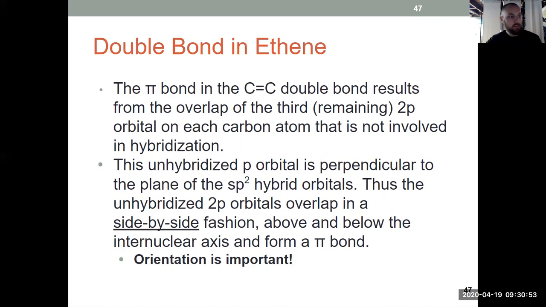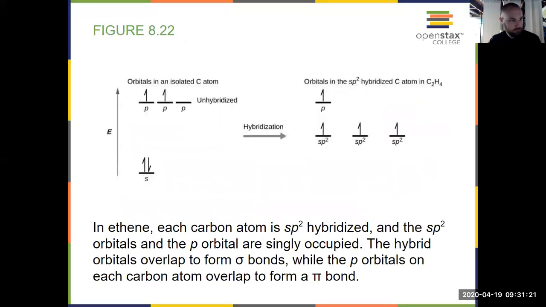So while the hybrid orbitals are sp2 hybridized in trigonal planar, meaning they're all in the same plane, that leftover p orbital is kind of below and above that. So it's perpendicular, which allows them to overlap in a side-by-side fashion. And we need them to do that. The orientation is important so that they can achieve maximum orbital overlap in forming the pi bond. So this is what that process looks like.